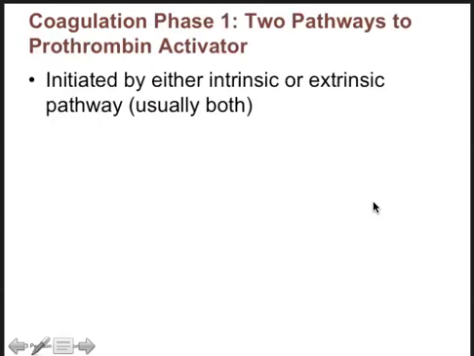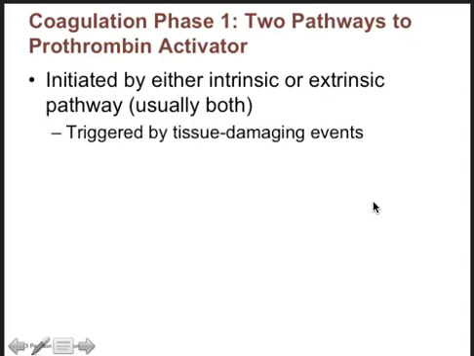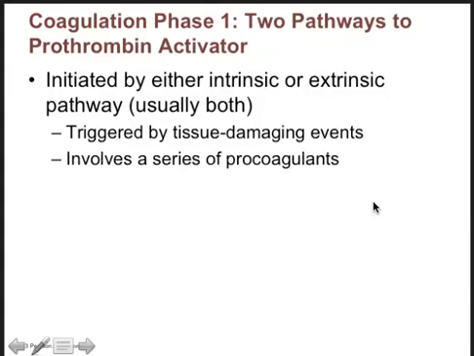So let's examine these two pathways that lead to prothrombin activator. It can be initiated by either the intrinsic or extrinsic pathway, but often by both at the same time. It's triggered by tissue-damaging events, which involves a series of procoagulants. Well, what the heck is a procoagulant? It's just a chemical that promotes coagulation.